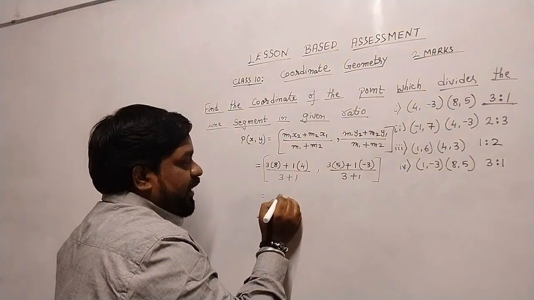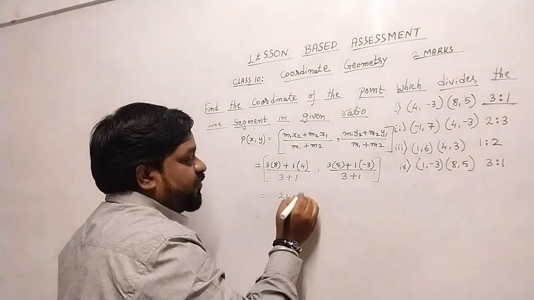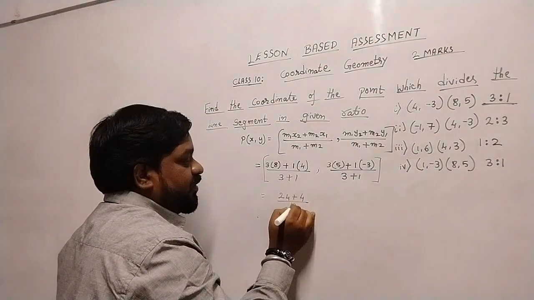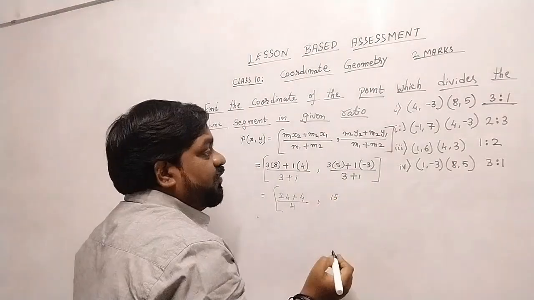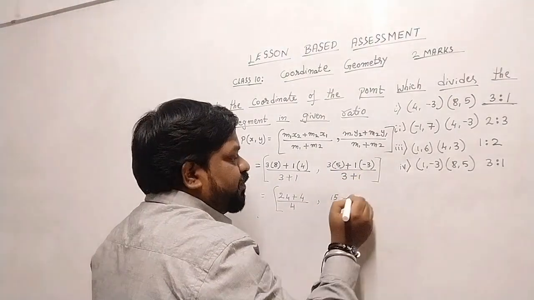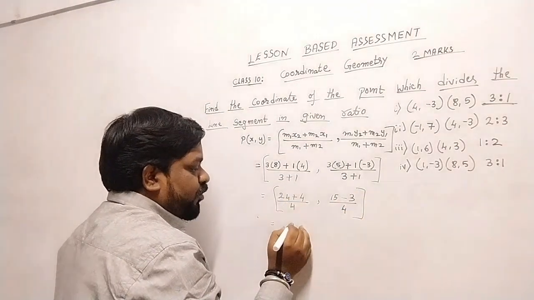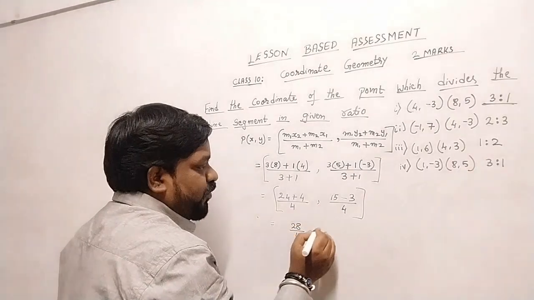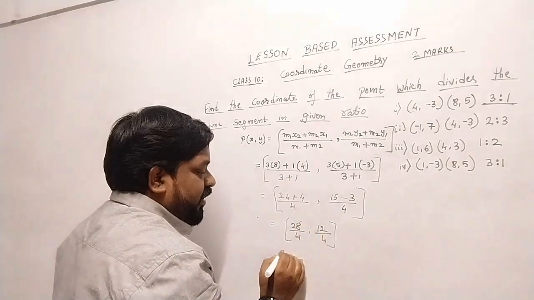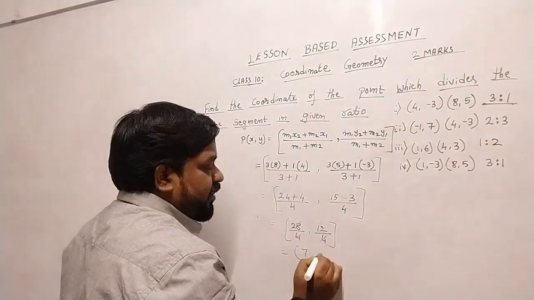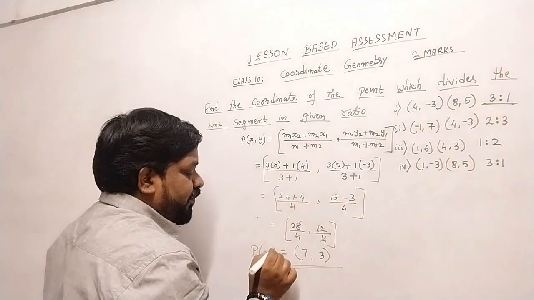Now simplify. 3 8s are 24 plus 4 divided by 3 plus 1 is 4 comma 3 5s are 15 minus 1 3s are 3 by 4. 24 plus 4 is 28 divided by 4 comma 12 by 4. 4 sevens are 28, 4 threes are 12. The answer is 7 comma 3.